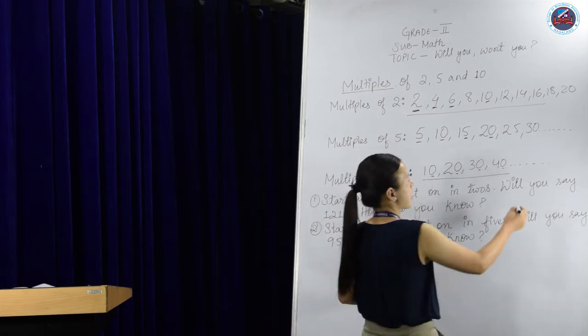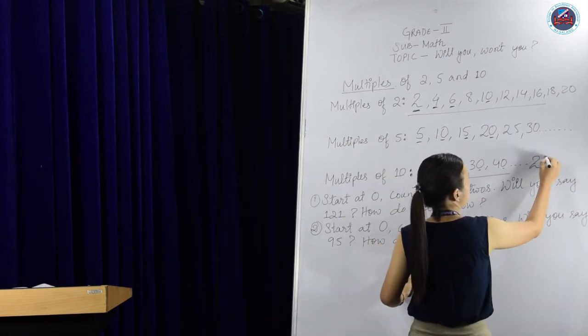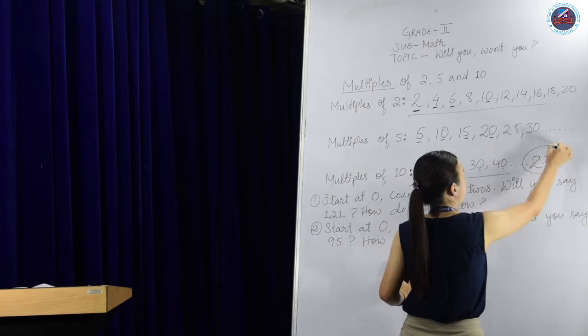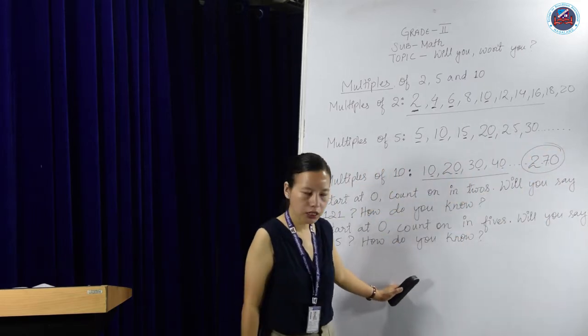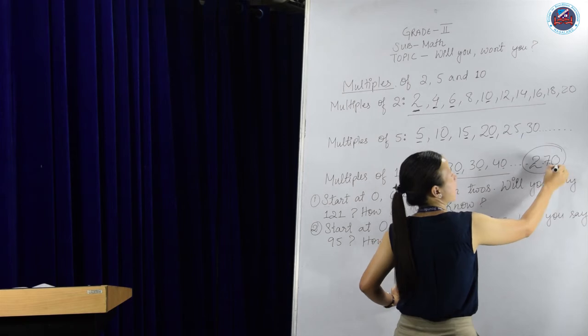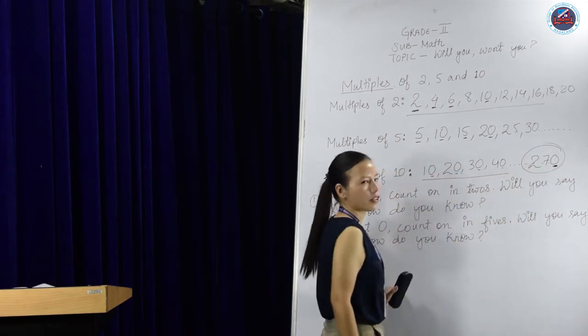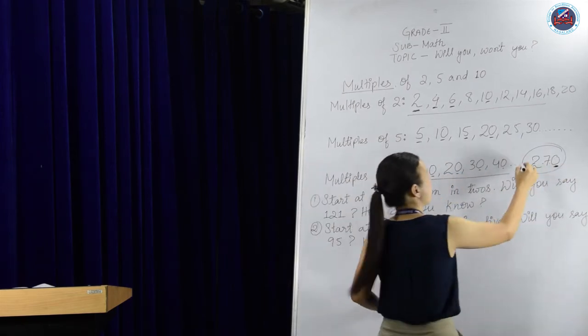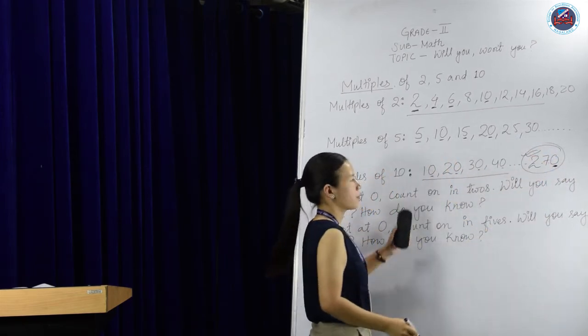For example, I can take 270. Now in this number 270, your number ends in 0, or the number in the one space is 0. That means this number is a multiple of 10.